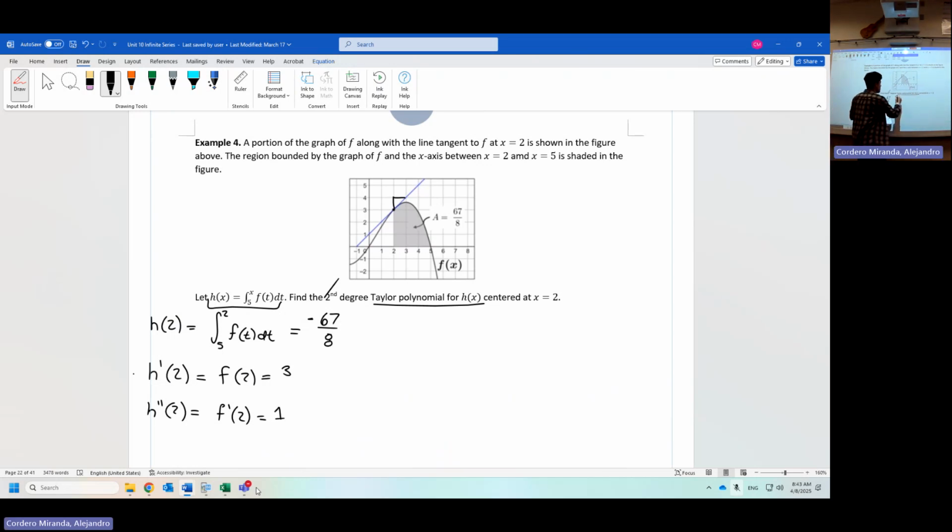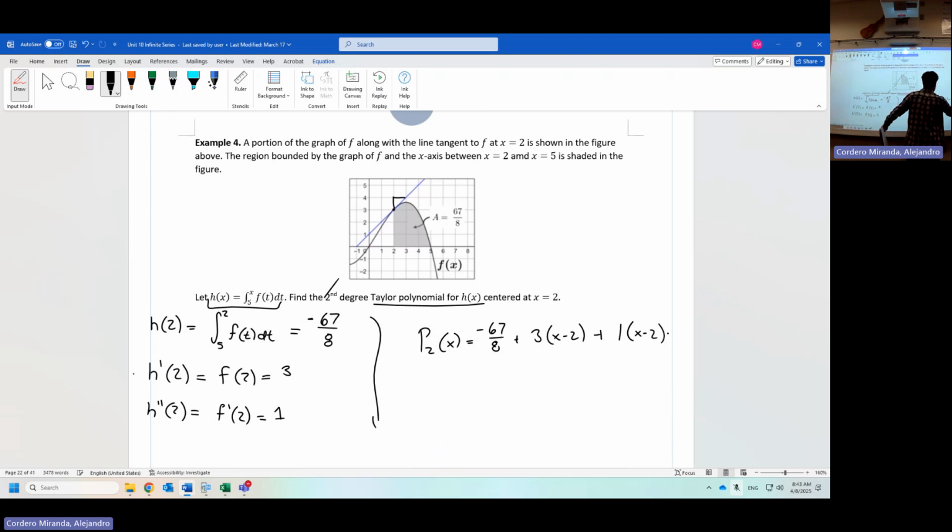So the polynomial would be p sub 2 of x would be function value plus derivative times x minus 2 to the first over 1 factorial, if you want to be consistent, plus 1 times x minus 2 to the second over 2 factorial. Again, it's silly to write 2 factorial because that's just 2. It's silly to write the 1. But if you want to turn your brain off and just follow the same thing every time, you can do that. Nice, y'all. Good job.